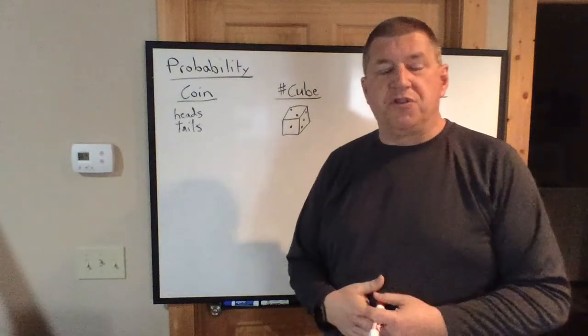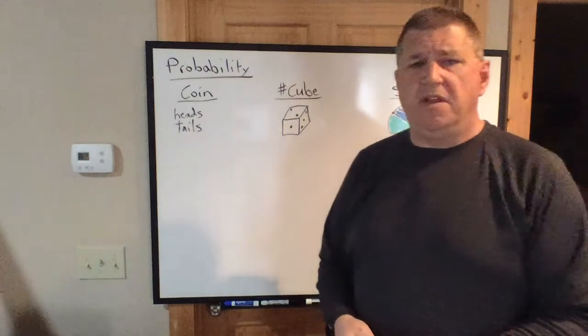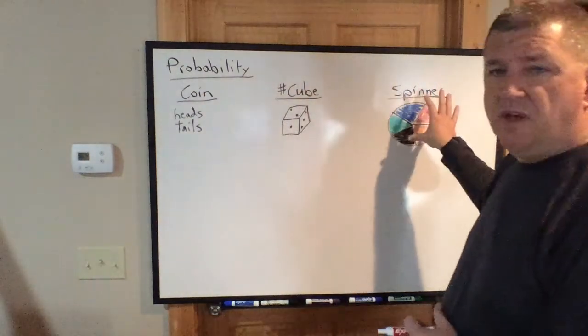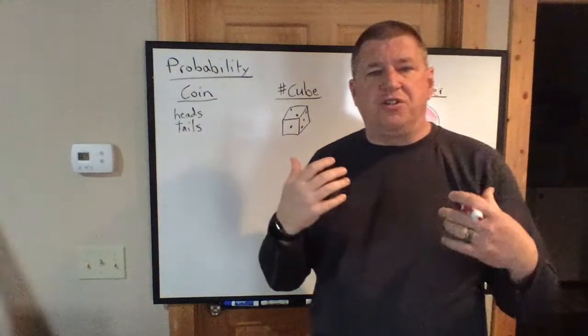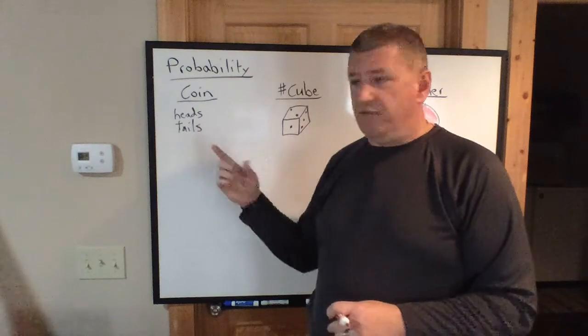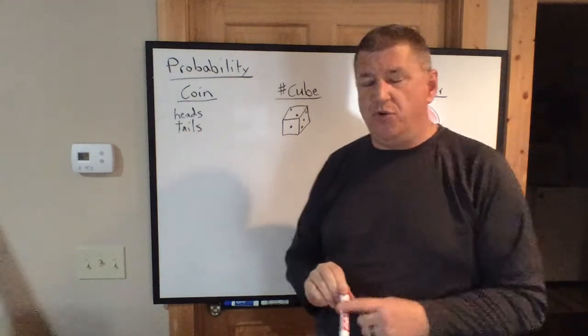In this video, we're going to talk about a little more of a compound probability. In another video, we talked about simple probability using one of these three items. Now we're going to actually combine the two together. We're going to start in this particular video by talking about the coin, using the coin in conjunction with a standard number cube.